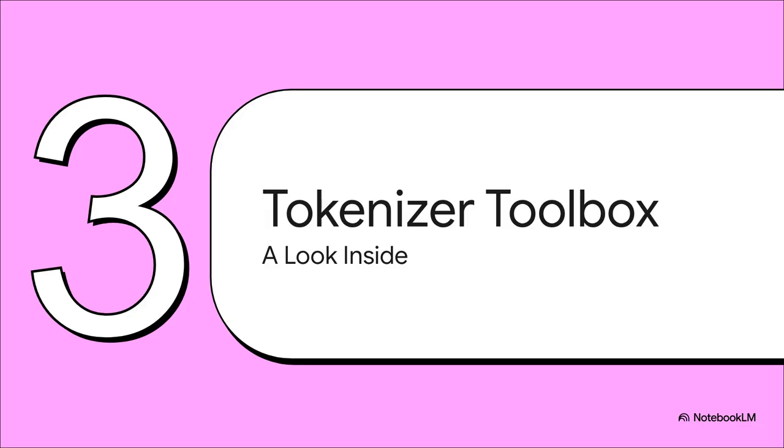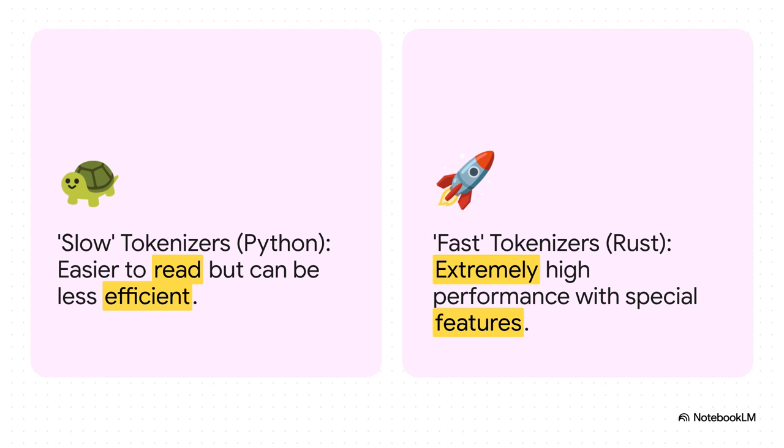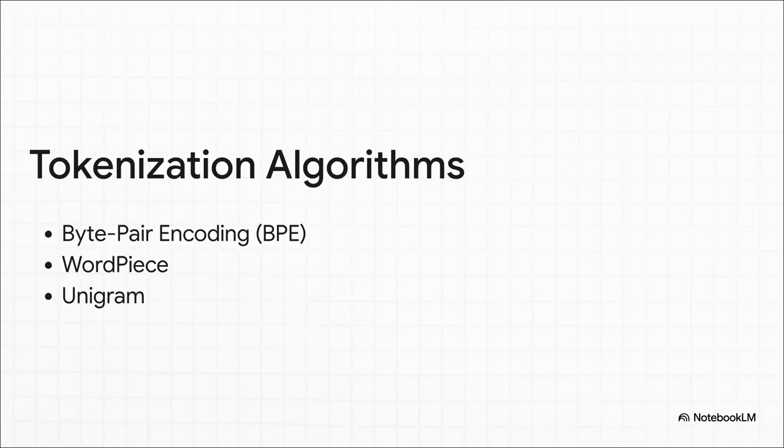All right, so let's pop the hood on this tokenizer toolbox for a second and see what really makes it tick. Inside the Hugging Face ecosystem, you'll find two main flavors of tokenizers. You've got the slow ones, written in Python, which are awesome for learning and just seeing how things work. But for the real work, the heavy lifting, you're going to want the fast tokenizers. These are written in Rust, which makes them incredibly performant, and they're packed with all the special features you need for pre-training a model. Now, under the hood, these tokenizers use one of three main subword algorithms you see here: BPE, WordPiece, or Unigram. We are not going to get lost in the weeds on how each one works today, but the important takeaway is that you have a choice of proven, powerful strategies to build your vocabulary.